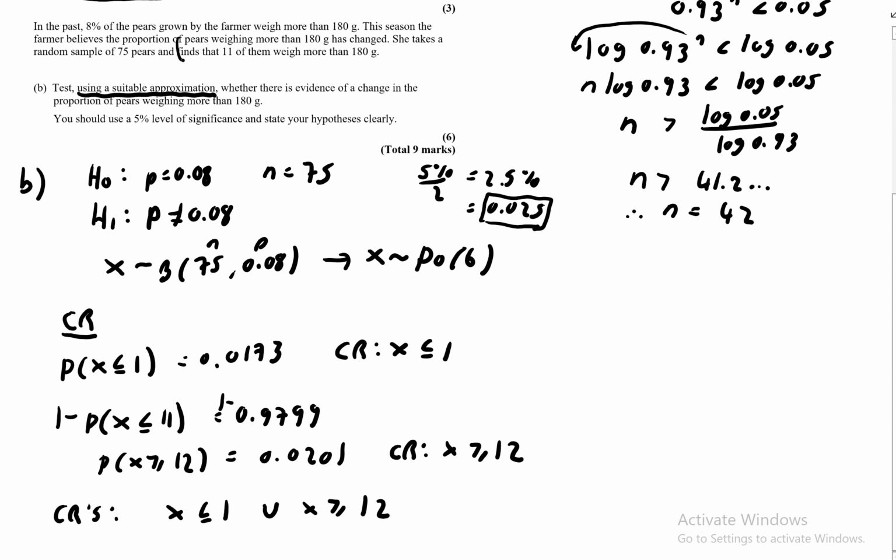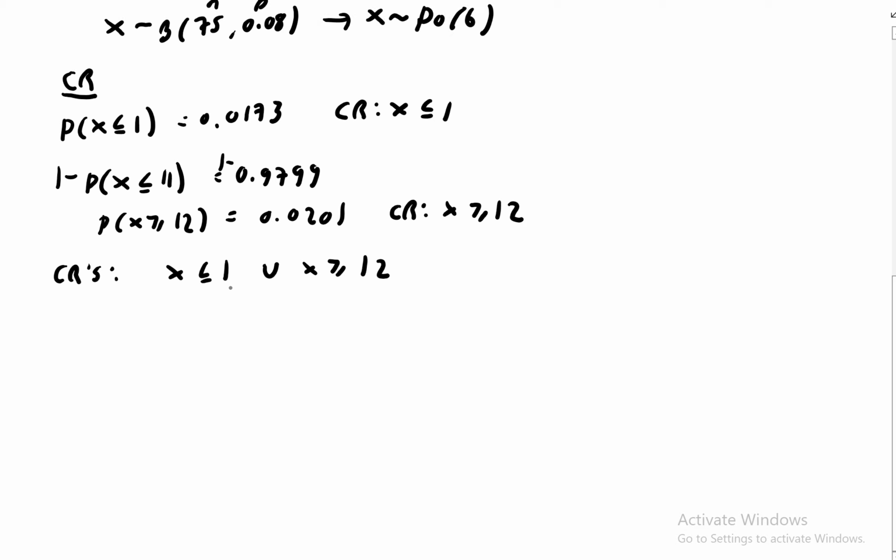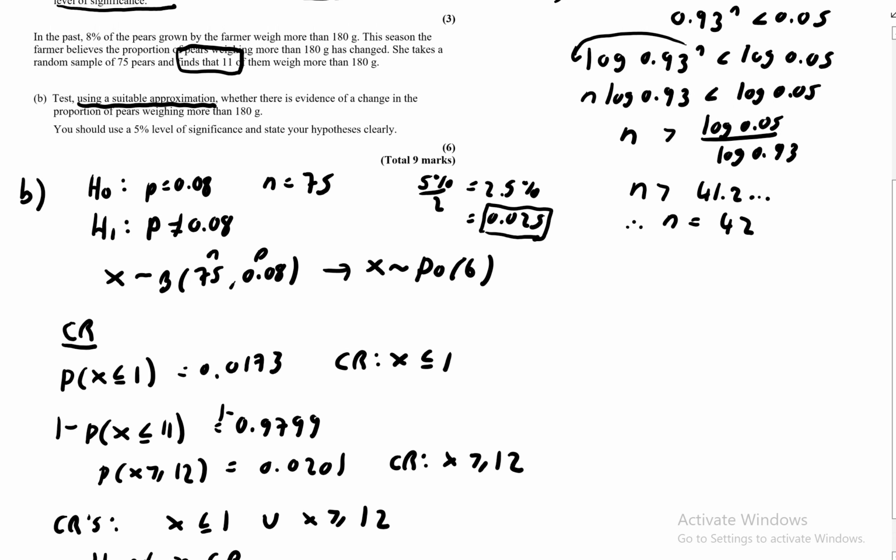Now we found that there were 11 of them weighing more than 180 grams, so we need to see if 11 lies in our critical region. 11 is not less than or equal to 1. It's also not greater than or equal to 12. So 11 is not in the critical region. So do not reject H0. Or you can say accept H0. So we're accepting that H0 is true.